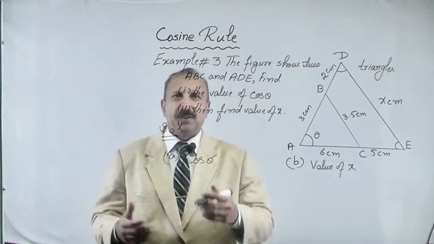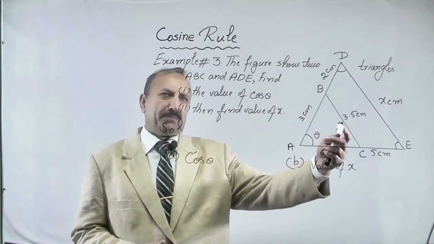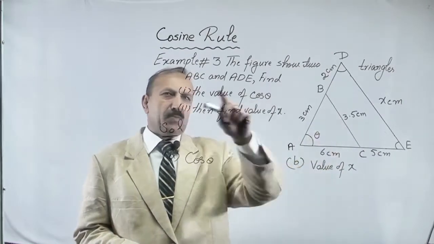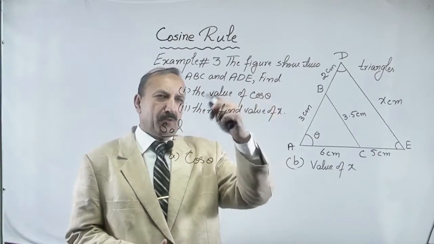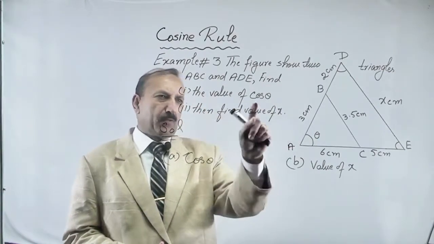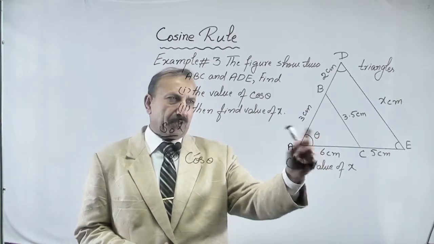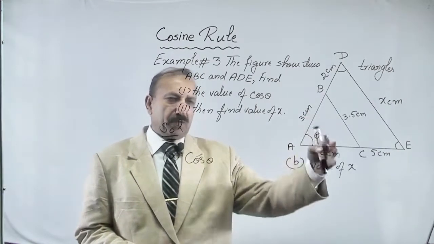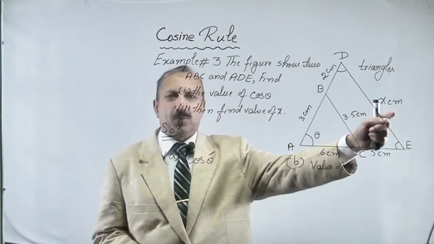Alright, my dear students, here is example number 3. This figure is given, and here it is mentioned there are two triangles ABC and ADE, and we are supposed to find the value of cosine of theta. Here is angle theta mentioned in all these given values, and second we are supposed to find the value of x. This side we are supposed to find.